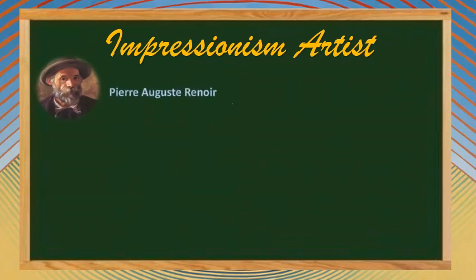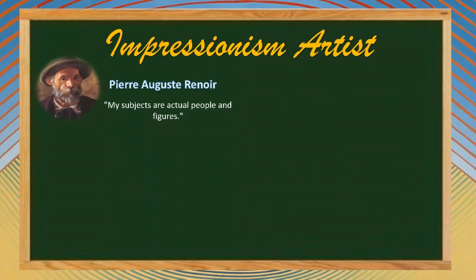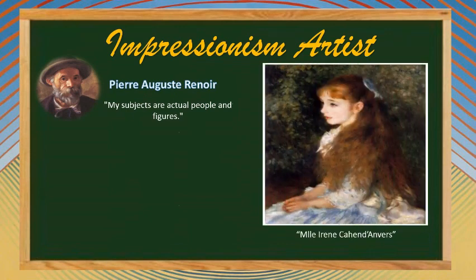The third artist is Auguste Renoir. He's a French painter originally associated with the Impressionist group. His early works were typically Impressionist snapshots of real life, full of sparkling colors and lines. According to him, my subjects are actual people and figures. Some of the famous art works that we have are shown here.